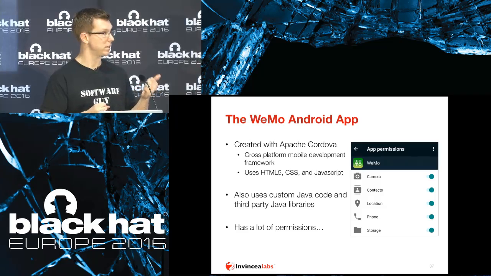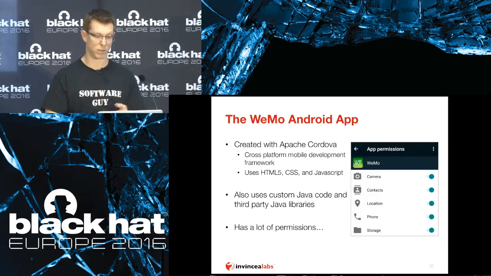Also interesting with this is that if you just take the default project with Cordova and compile it up, you get these default permissions. You get access to the camera, the contacts, the location, the phone, and any sort of shared storage on the device, like an SD card. And in fact, in the WeMo case, they have these permissions as well. So we started looking at this.